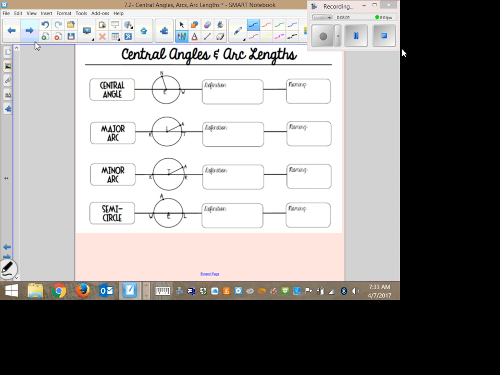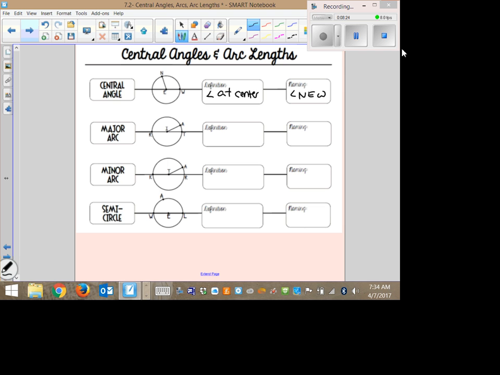Why don't you guys try filling this out on your own without looking at the front page? See if you can do it. So central angle there, the definition would be the angle at the center. Put it in your own words. So angle at center, and that would be angle NEW.